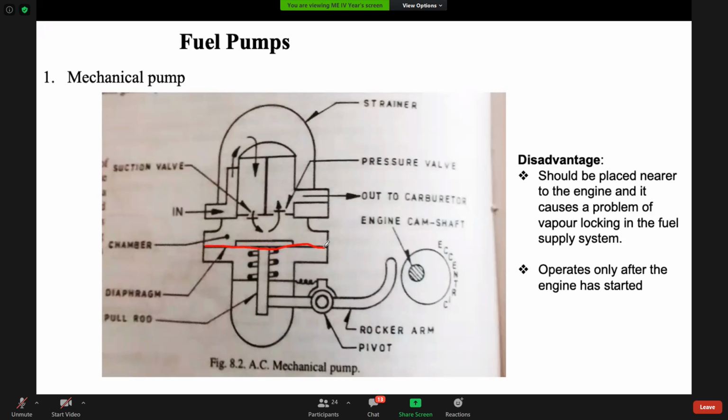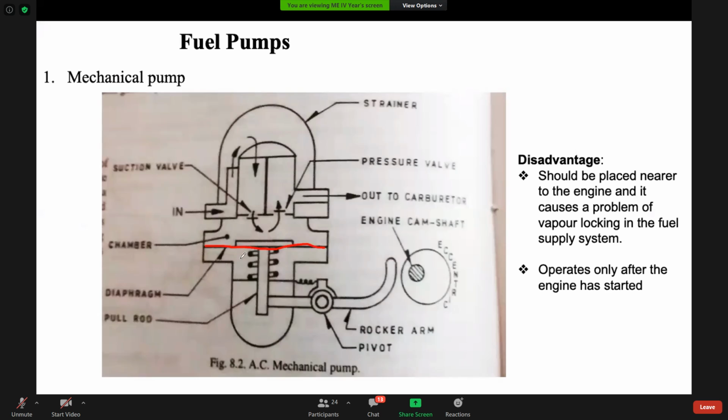It will create, when it comes down, a suction in this chamber. And when this diaphragm goes upward, it will push the air, push the fuel or the oil that is present in this location, and it will go to the carburetor.